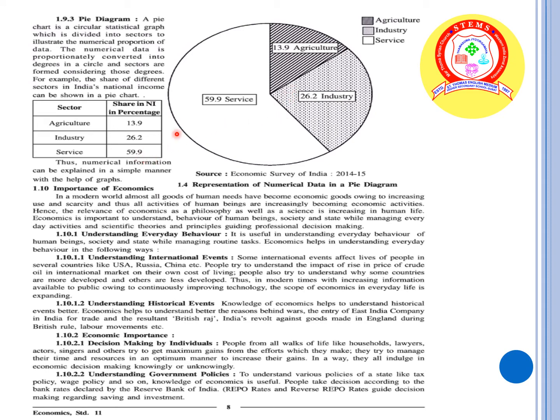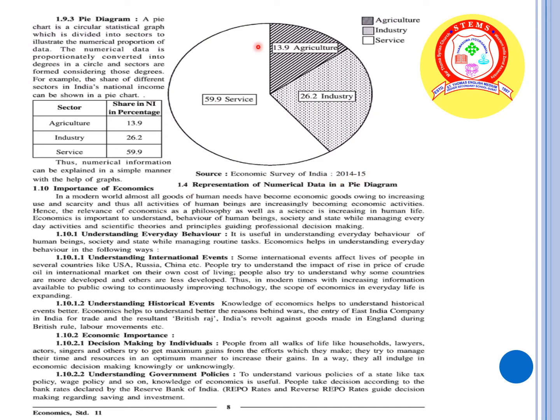Then service is 59.9. So again you can see the service sector. From this pie chart what you are understanding is that the major contribution to India's national income is coming from the service sector. The industry sector contributes less than service but more than agriculture. Clear? And the least contribution to India's national income is from the agricultural sector. Thus numerical information can be explained in a simple manner with the help of a graph. Clear with this? Now you can see the source also given, that is the Economic Survey of India 2014-15 report.